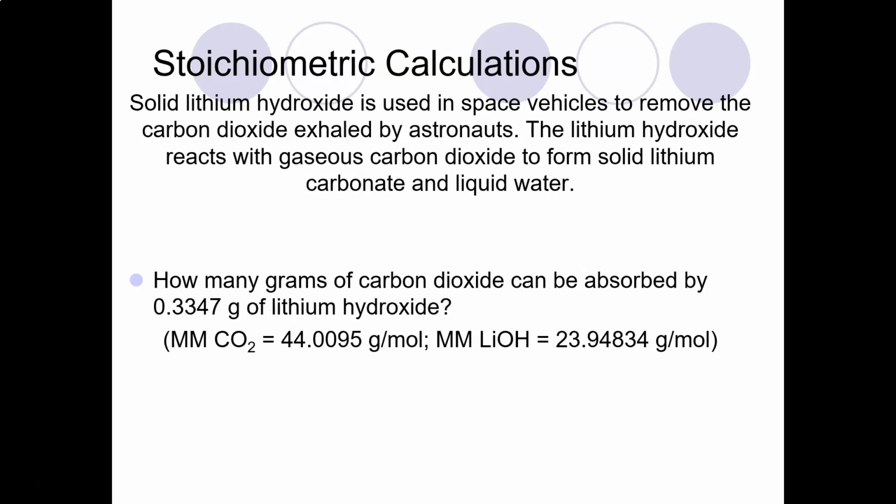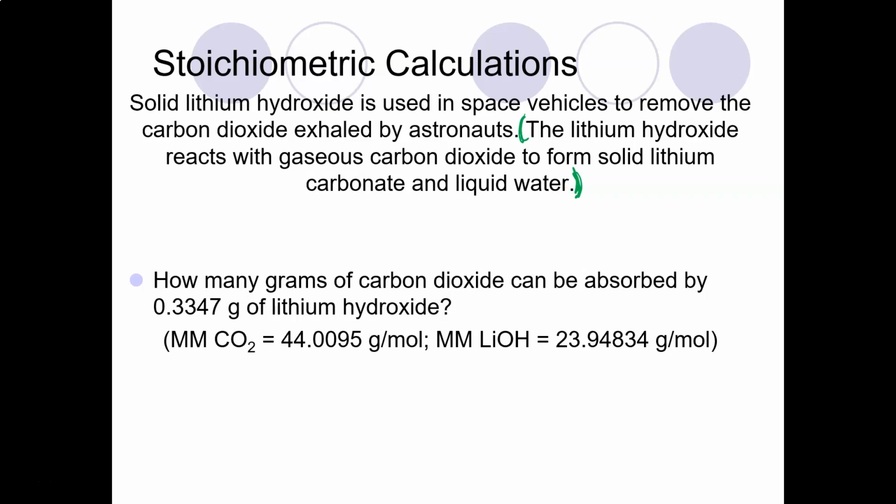So read the first paragraph. That information is going to give you information to figure out what the balanced equation needs to look like, and then you will have to balance it. So hit pause, do that. Once you're done with that, we'll check and see how that goes. Okay, so looking at this, solid lithium hydroxide is used in space vehicles to remove the carbon dioxide exhaled by astronauts. Fun fact, the lithium hydroxide reacts with gaseous carbon dioxide to form solid lithium carbonate and liquid water. This sentence right here is the chemical equation in words. We just have to put it into formula.